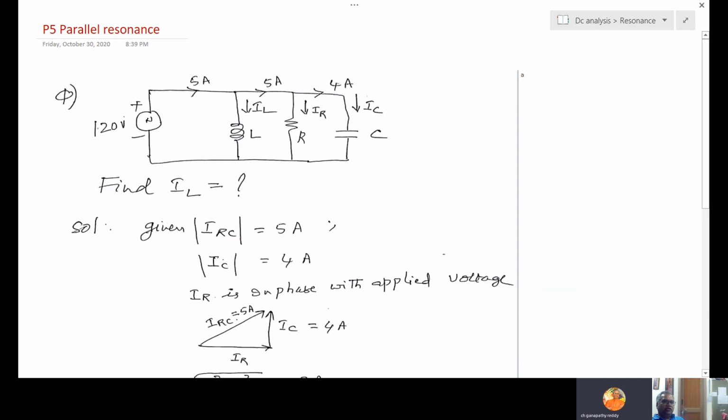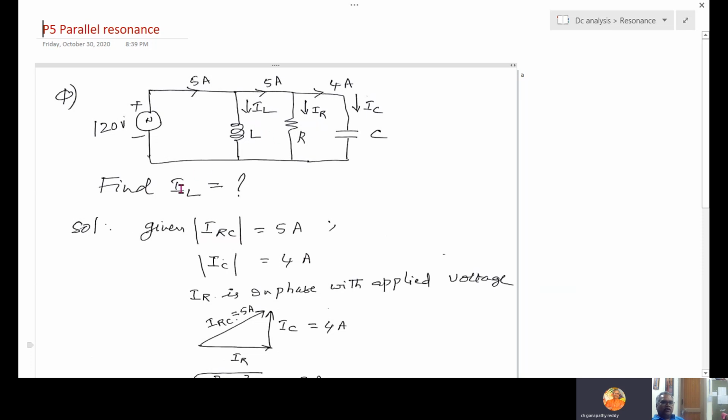So here 120 volts applied. All three are in parallel. Current through the capacitor is 4 amps and here 5 amps. This current of 5 means what must IR be? IR must be 3 amps. If this is 3, this is 4, root of 3 square plus 4 square becomes 5. So 5 given, IC 4 given, we can find IR. So the IR answer is 3 amps.